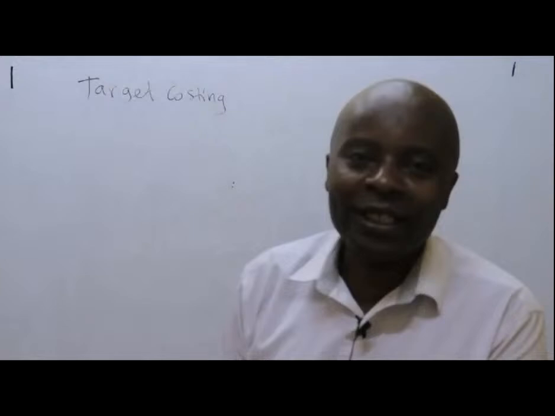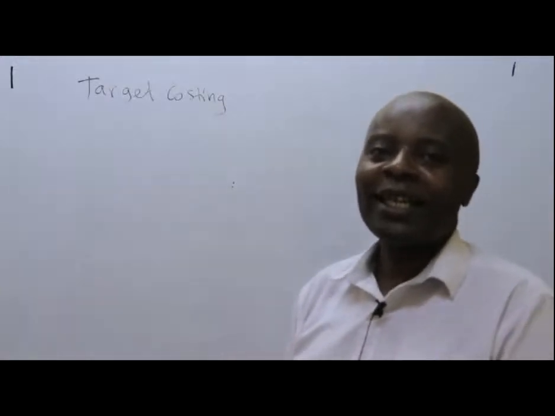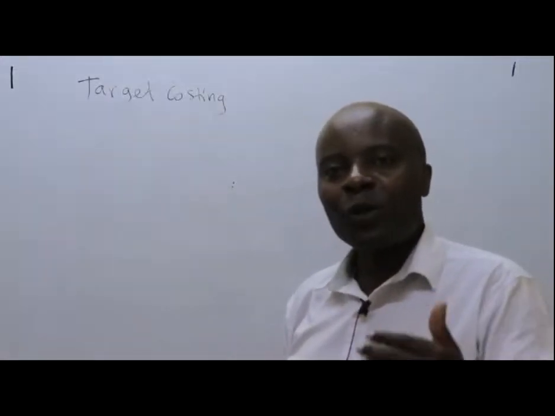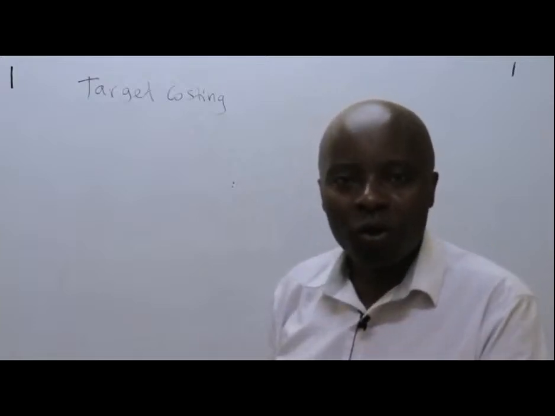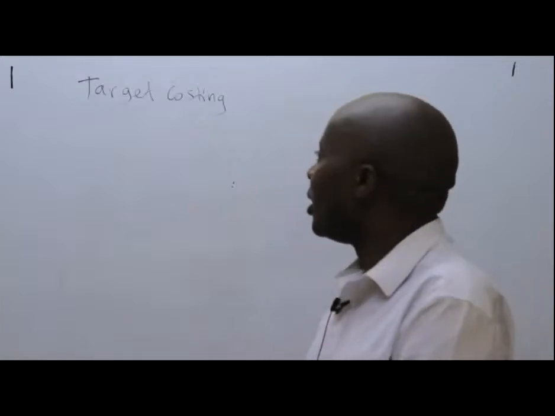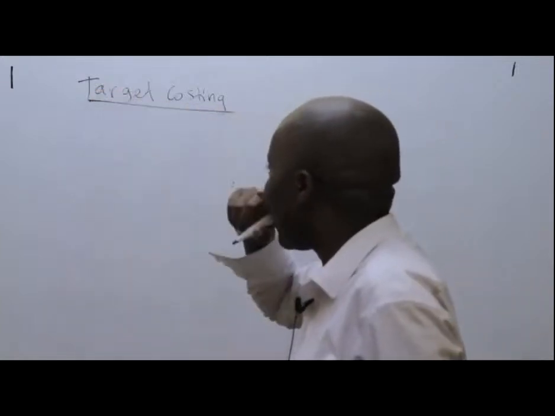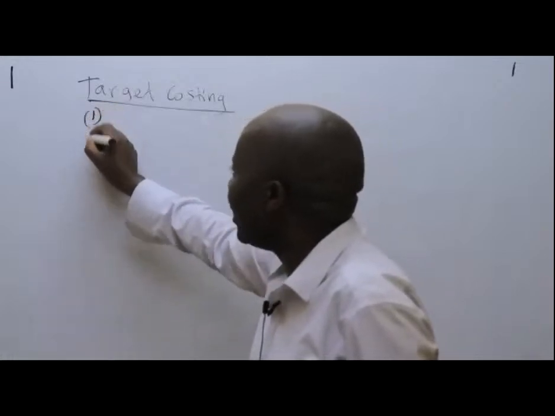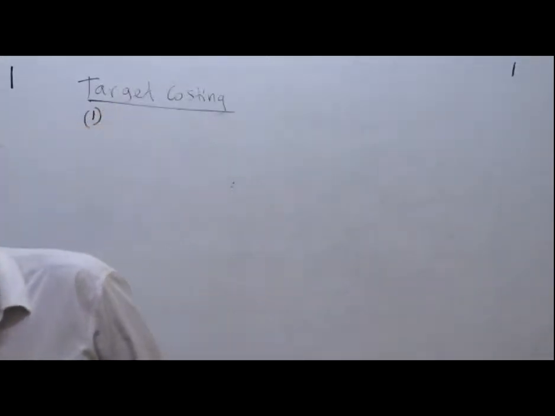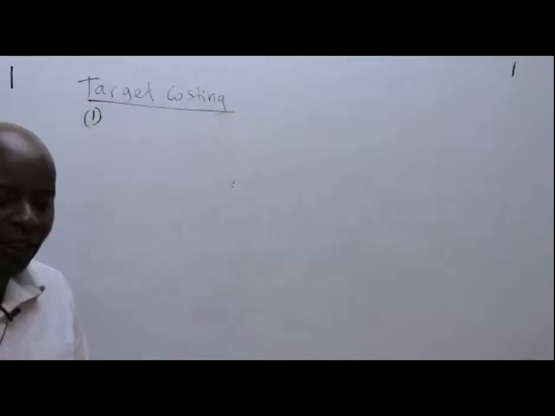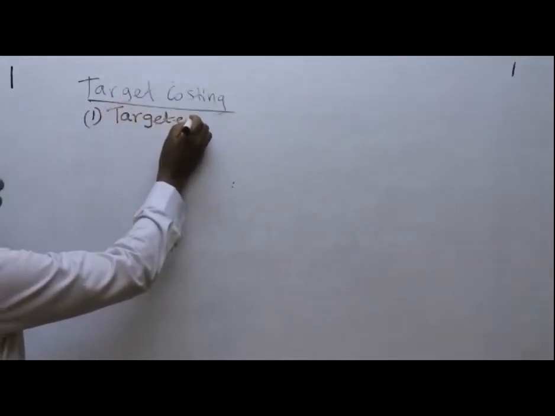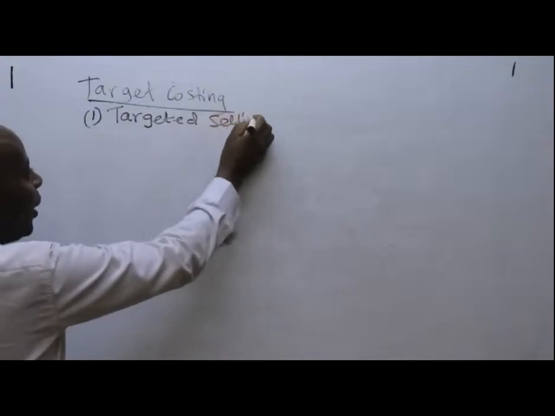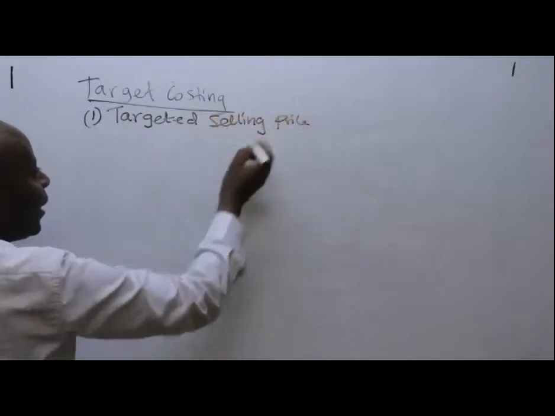The target costing, what you're supposed to know is basically the steps. Which steps do we follow for us to be able to come up with an appropriate target cost? So under target costing, step number one will be identification of the targeted selling price. You identify a targeted selling price.